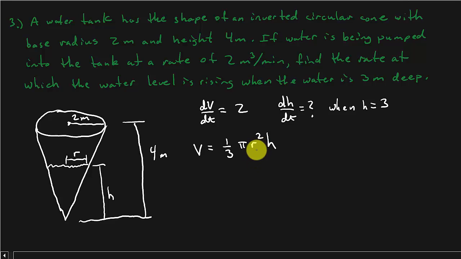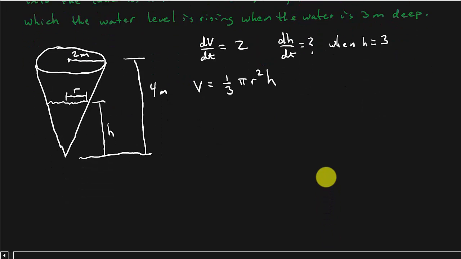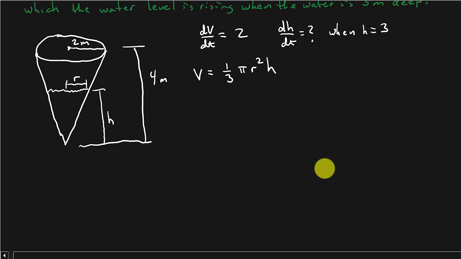And write the radius in terms of h. So let's see how we can do this. Well, I could write r over h is equal to 2 over 4. So that tells me r is equal to what? h over 2. See, if I multiply the h up here, 2 over 4 is 1/2, so 1 over 2.